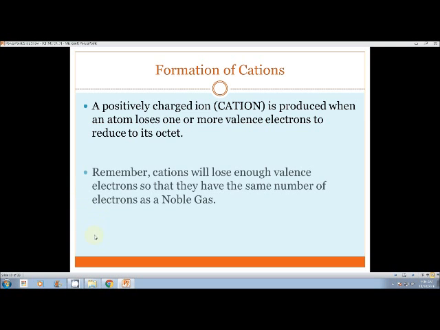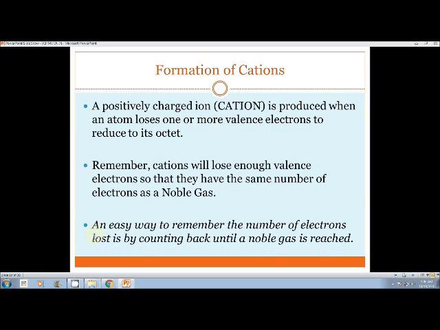So we have to remember that cations lose enough valence electrons so they have the same electrons as a noble gas, and it's usually that noble gas that's directly before it. Okay? And so an easy way to remember the number of electrons lost is by counting back on the periodic table until the noble gas is reached. Okay? So we're going to see this with our group 1A cations and our group 2A cations. And we're not necessarily going to be thinking about 8 electrons. We're just going to think about the total number of electrons for now.